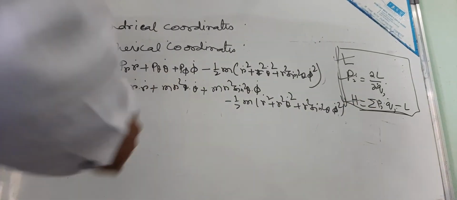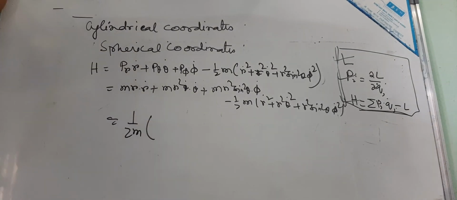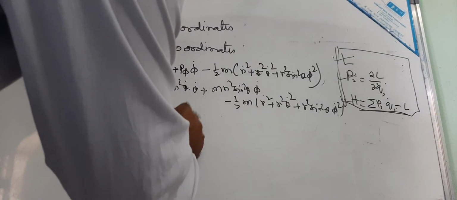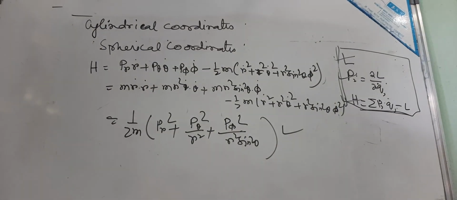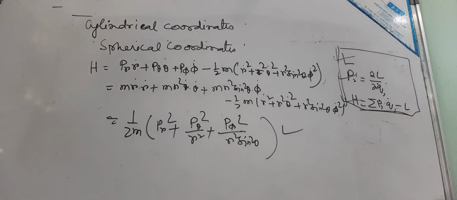So if you do the calculation, it becomes 1 by 2m (P r square plus P theta square by r square plus P phi square divided by r square sin square theta). So this is our Hamiltonian in the spherical coordinates. So this is all about the Hamiltonian for a free particle, where the potential is constant and the force is zero. Then we find out the Hamiltonian.